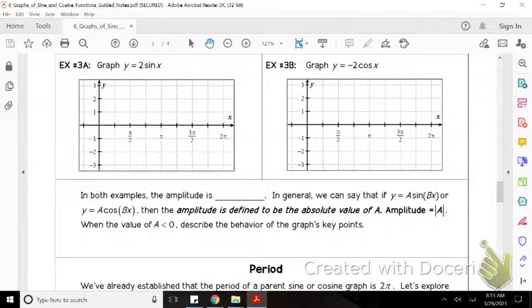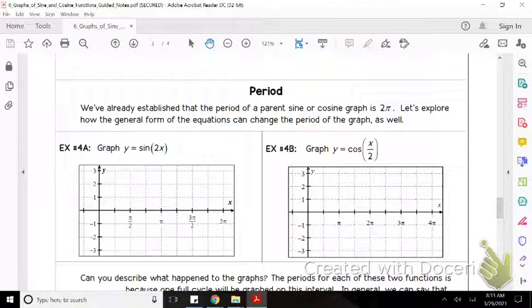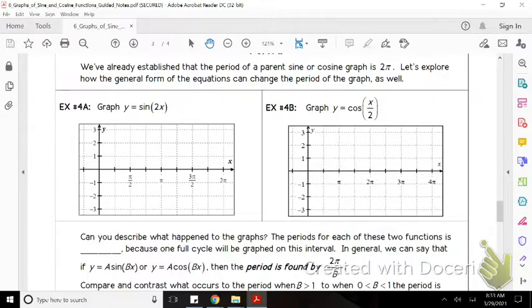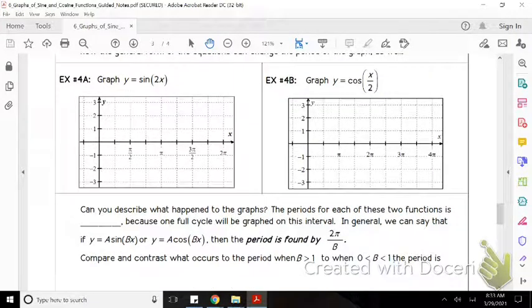All right, then the period. We've already established that the period of the parent sine or cosine graph is 2 pi. But let's explore how the general form of the equations can change the period of the graph as well. So if we have a b value, our period is going to change. So we've got y equals sine of 2x. Well, this 2 here is inside with x, so it's going to be horizontal. It's being multiplied, so it's going to be a stretch or compression. Since it's being multiplied by 2, that means it's a compression by the reciprocal of that number.